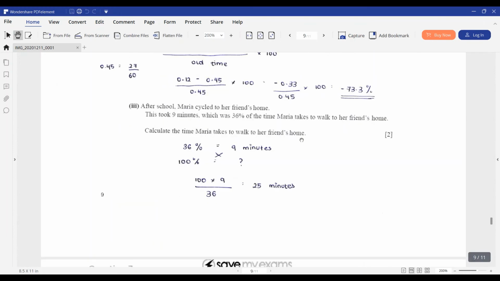Roman 3. After school, Maria cycled to her friend's home. This took 9 minutes, which was 36% of the time Maria takes to walk to her friend's home. Calculate the time Maria takes to walk to her friend's home. So if 36% is equal to 9 minutes, what is 100%? So we're going to cross multiply. So 100 multiplied by 9, which is 900, and 900 divided by 36, which is 25 minutes.